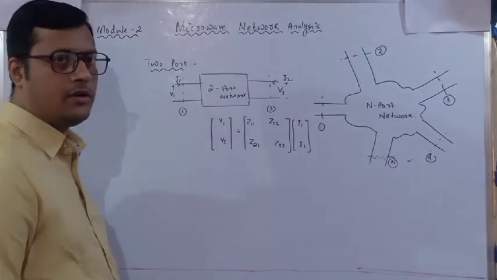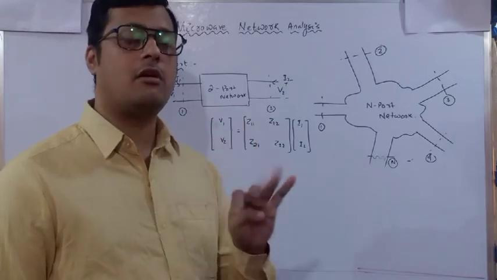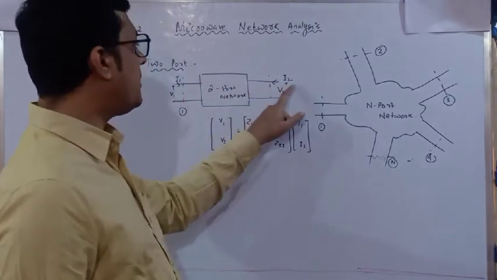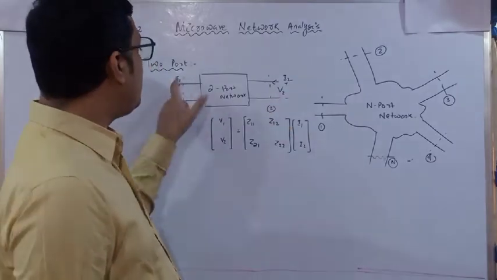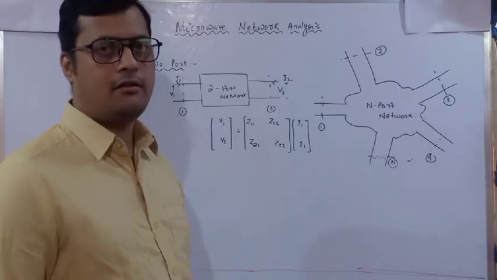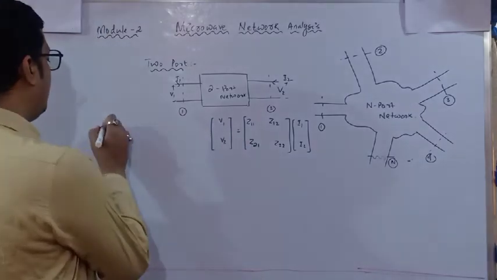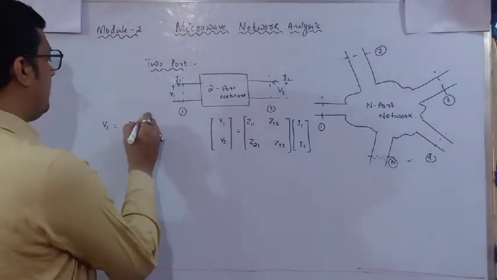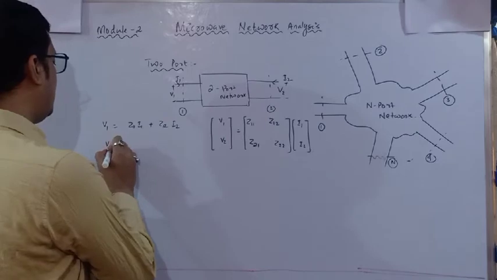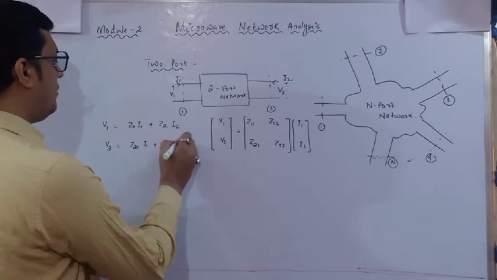So if it is a two port network, how many impedance parameters will be there? 4 parameters, 4 combinations will be there. One, V1 with respect to I1, second V1 with respect to I2, third V2 with respect to I1, and fourth V2 with respect to I2. So there are 4 possible combinations of parameters we can generate. Okay, so I will write the equation as V1 is equal to Z11 I1 plus Z12 I2. This is the first equation, and V2 is equal to Z21 I1 plus Z22 I2.